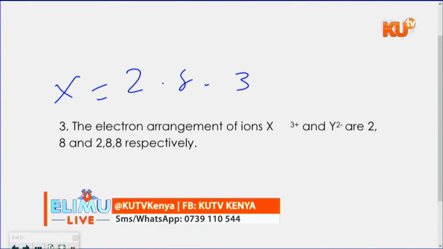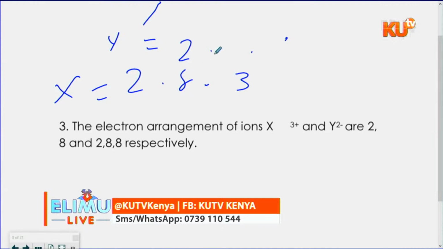Now let's move to Y. What about Y? You can say it was Y2-. 2- means it has gained 2 electrons. So you subtract the 2 electrons which it had gained, so it becomes 2:6. Not 2:8:6, but 2:6.